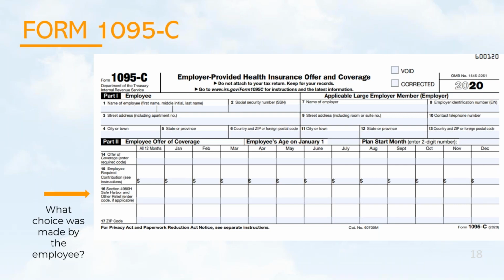On line 16, it's asking what choice was made by the employee. This means that if you offered them coverage and they turned it down, one of your safe harbor codes should be used for that block. If they took the coverage, it's always 2C. So there are some codes that are consistent across things, but you need to decide: did the person take it? Did they turn it down? What happened?